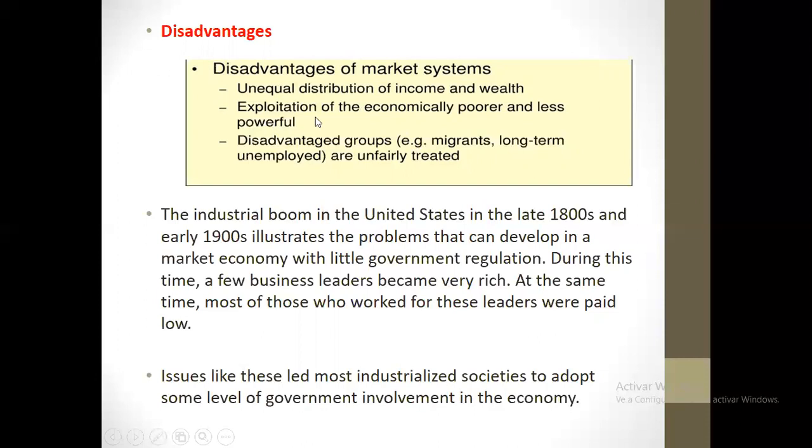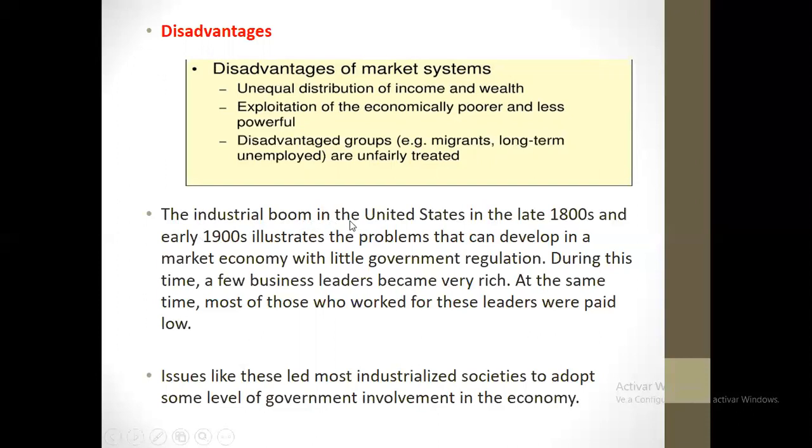This exploitation of an economical poorer and less powerful. La explotación económica de las personas más pobres y los menos poderosos. Definitivamente, sí sucede. Disadvantage group. Hay una desventaja en ciertos grupos. Los migrants, los inmigrantes, los long-term unemployed are unfairly treated. Son tratados de una manera incorrecta. ¿Ok? Muy bien. Sigamos acá.